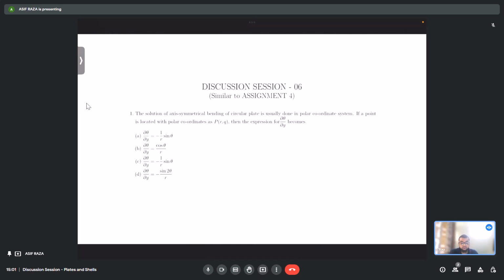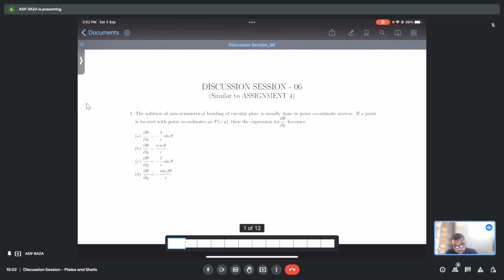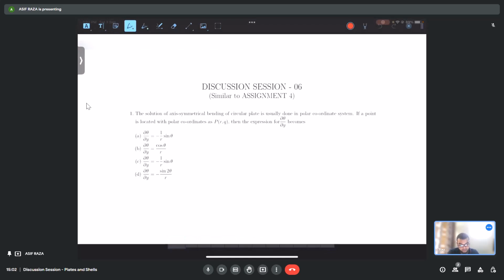The first question is: the solution of axisymmetrical bending of circular plate is usually done in polar coordinate system, right? So if a point is located with polar coordinates as P, r, theta, then the expression for del theta by del y becomes. So to solve this, in polar coordinate, how do we take it? We have x equal to r cos theta and y equal to r sine theta, right? So x equal to r cos theta, y equal to r sine theta.